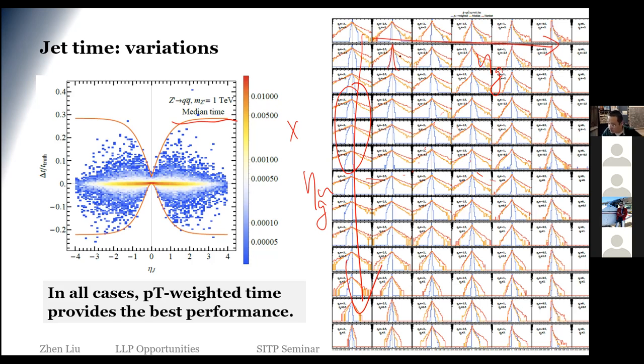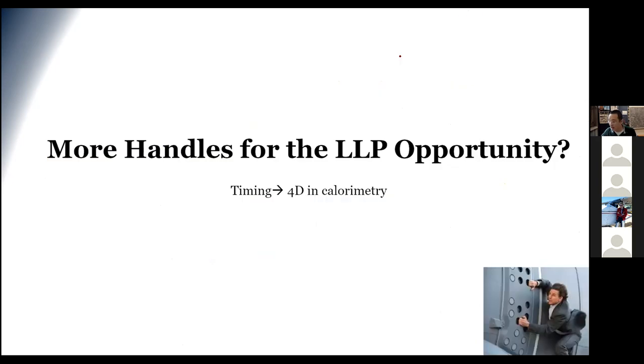So we asked a weird question about what jet time is, but it's also a very practical question. And we believe we give some quasi-optimal answers here. So we are very excited to see things improved and then converted to real searches. But then we are not satisfied. So beyond time, are there more handles for learning about long-lived particles? We'll continue on this journey of Mission Impossible.